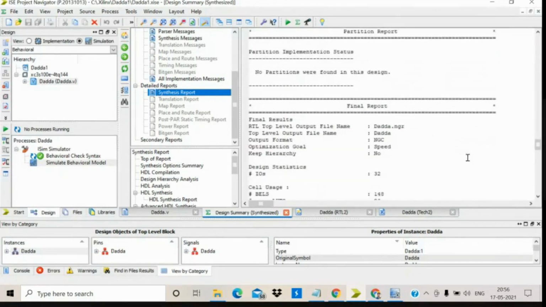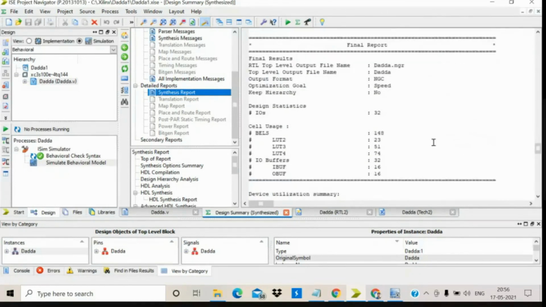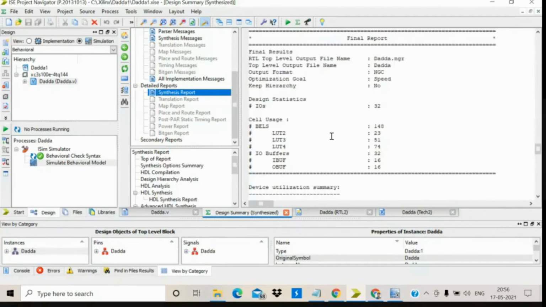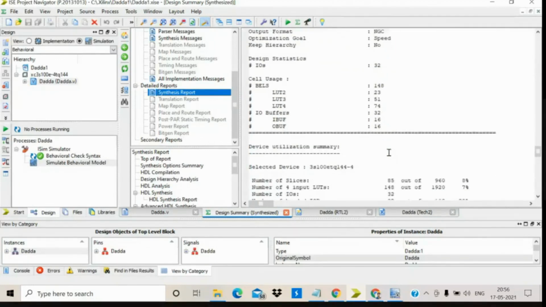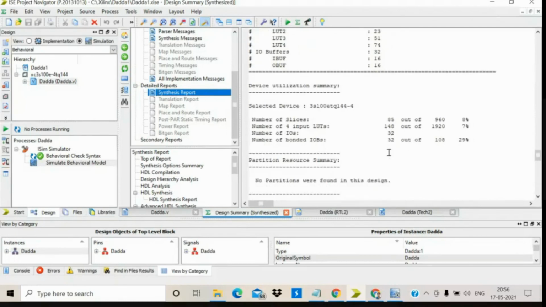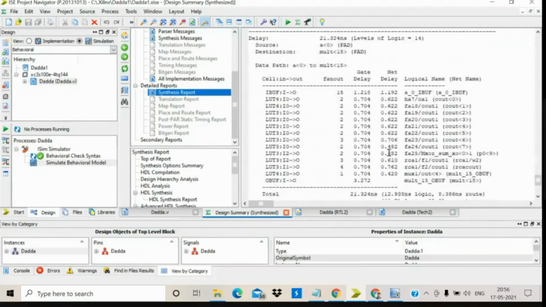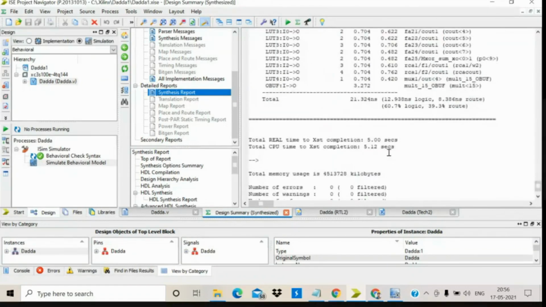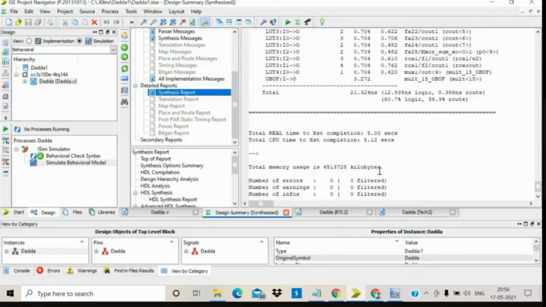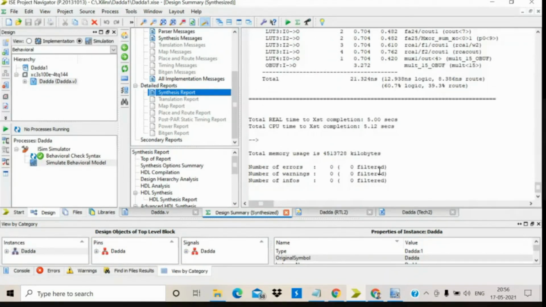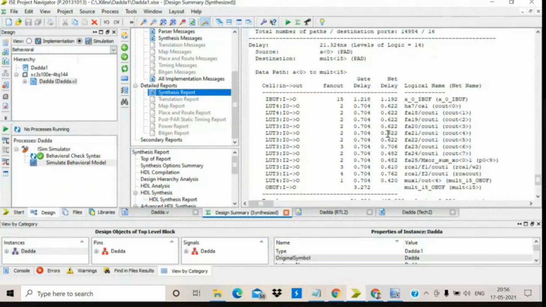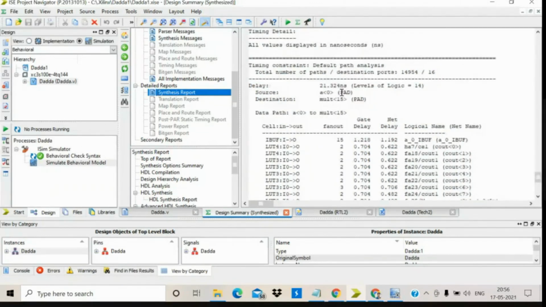So this is the final report, guys. Design statistics: total LUTs, as we saw in the device utilization summary, can be seen here, guys. And the last thing is total memory usage, which is 4513728 kilobytes, as we have seen. Total real time taken is shown here, and the delay is 21.324 nanoseconds, guys.